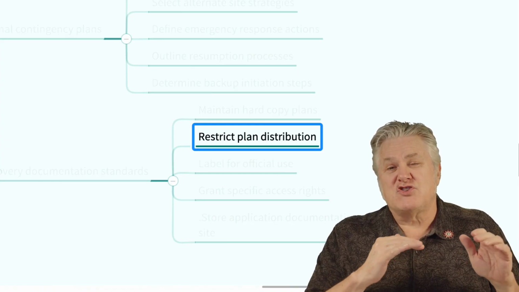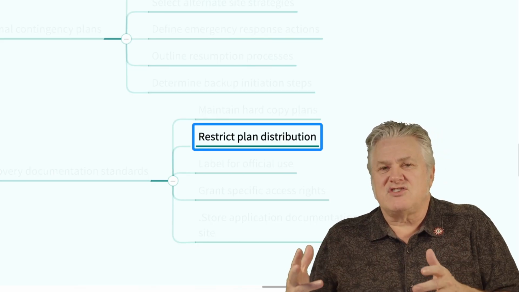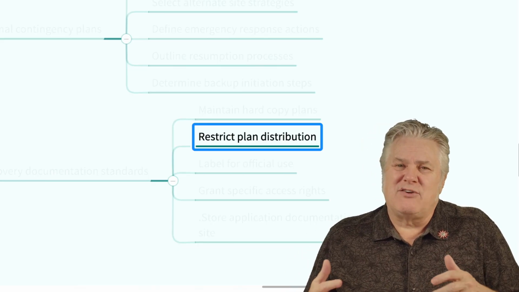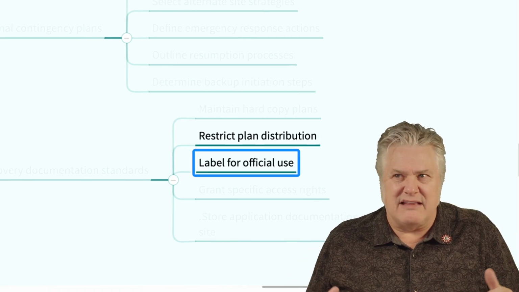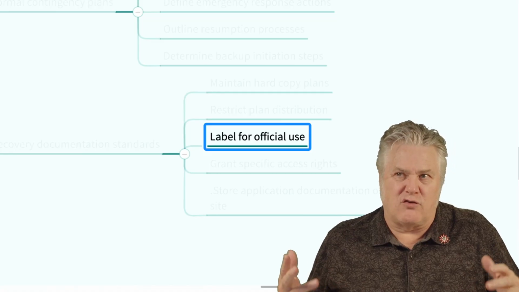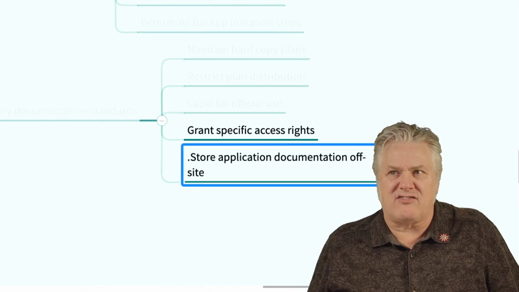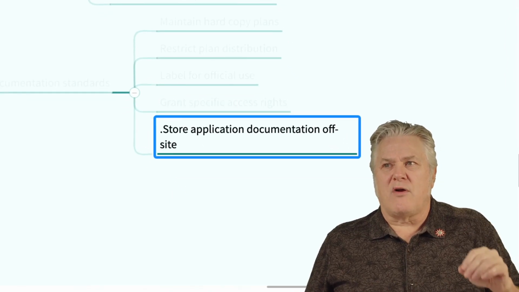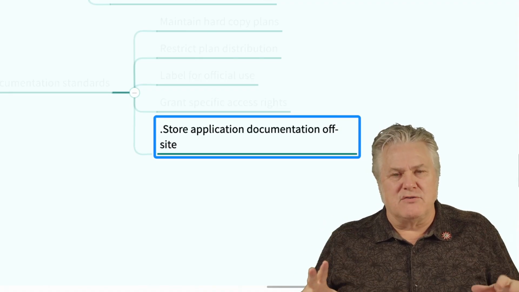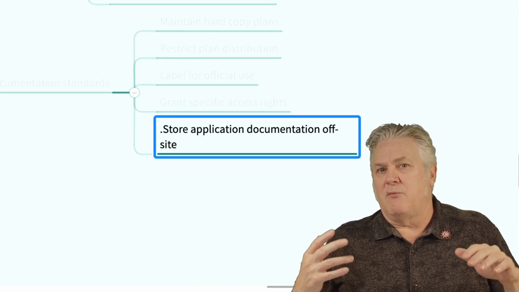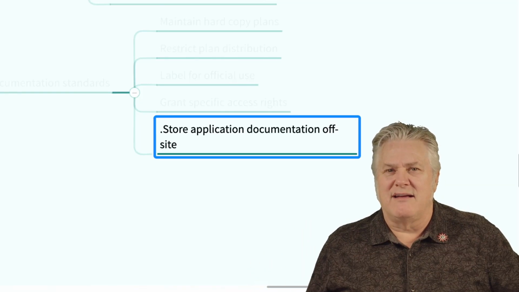The reason why we restrict plan distribution is we only divulge it when it's necessary so that our adversaries don't figure out where our backups are, what we use for backups, and then start investigating how to break in that way. And the ransomware gets in if they get those plans. We're going to label it for official use, and we're going to grant specific access rights to it, and we're going to store application documentation off-site. That's the way that we build the plan, and we're going to talk more about how we get into the deep components of that next.